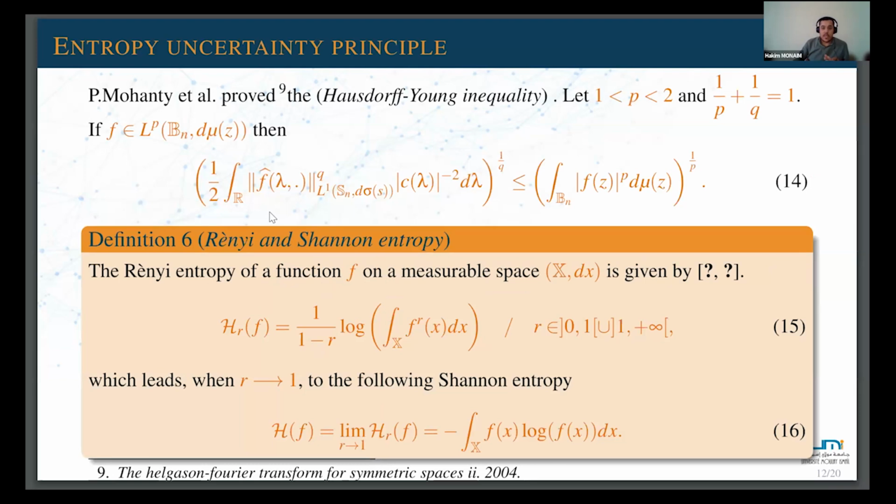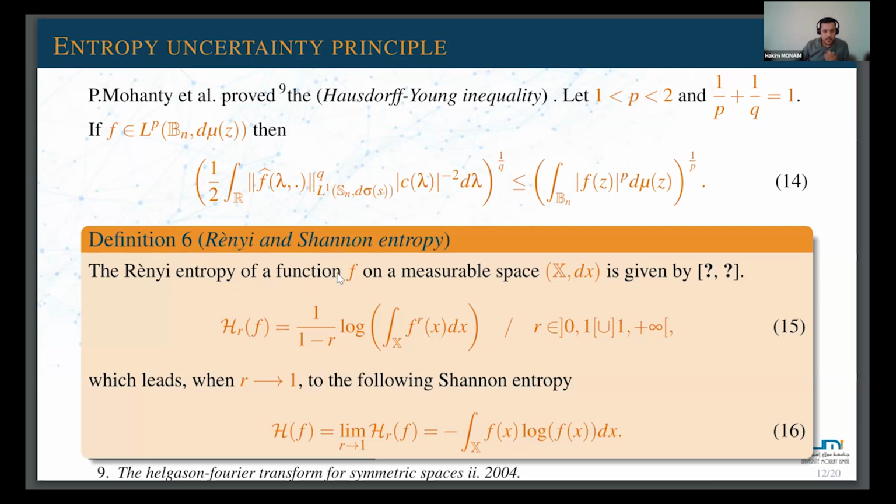Now we have to use the Hausdorff-Young inequality for this transform. For p between 1 and 2 and q its conjugate, we have this inequality. And we get immediately the definition of Rényi and Shannon entropy.